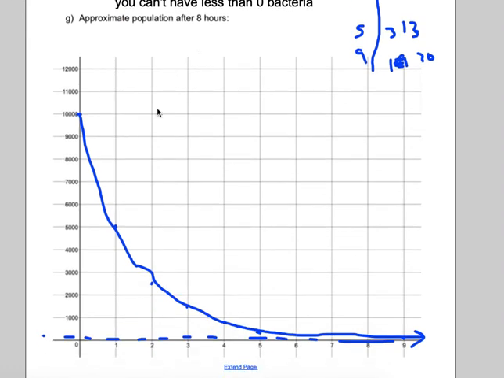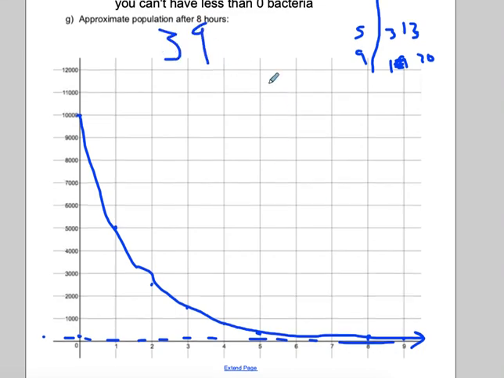And lastly, approximate the population after 8 hours. So you would come over here to your graph and say 8 hours and be like, what is that value right there? If you plug it into a calculator, you should get somewhere around 39 or so. It's really hard to tell since this is supposed to be 1,000 units right there, but I do think you get around 39 or so if you're doing that right.